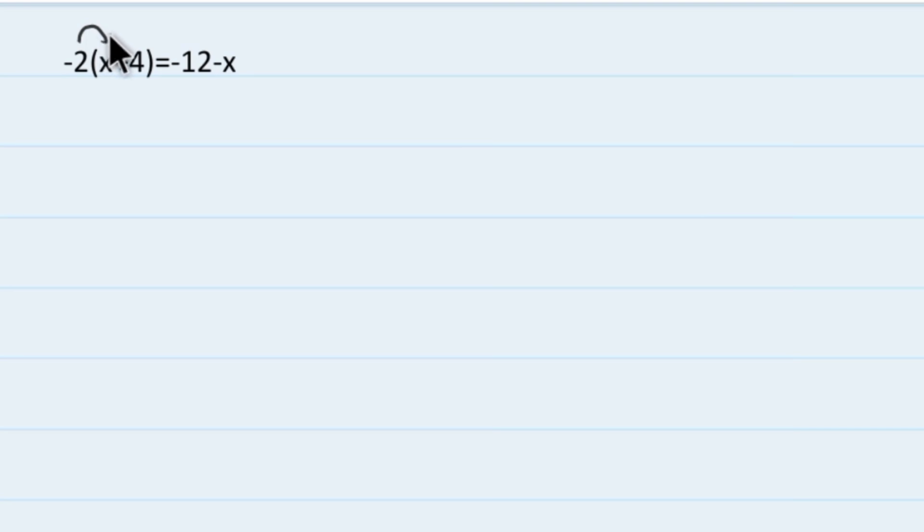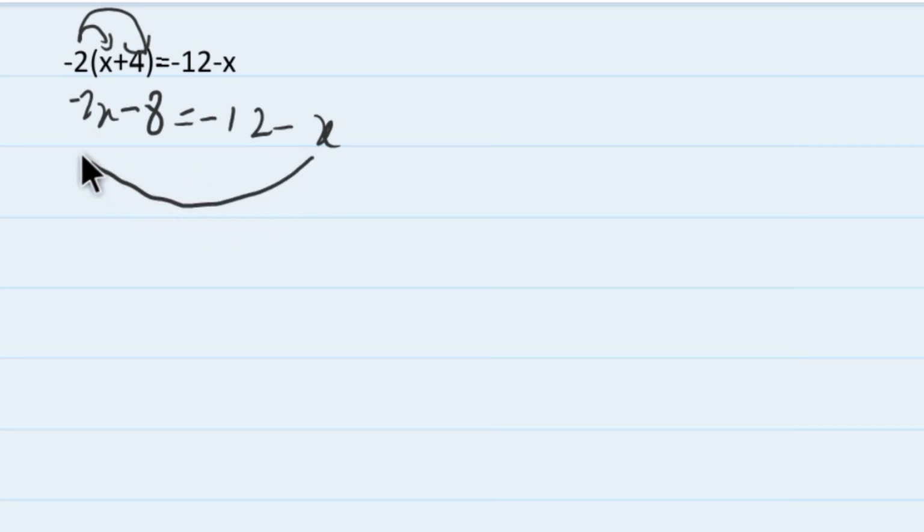First we will multiply 2 by x, then 2 by 4. So 2 times x is minus 2x, and 2 times 4 is 8, and minus would change the symbol to minus, minus 12 minus x. Now we will separate the unknowns on one side of the equation. For this purpose we will move minus x to the left hand side and minus 8 to the right hand side.